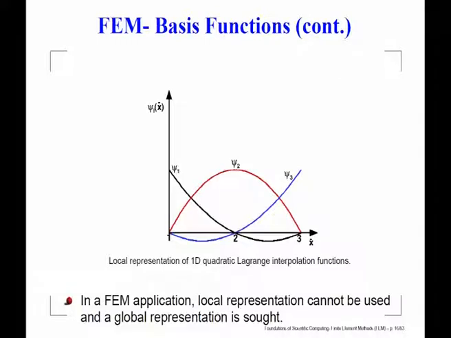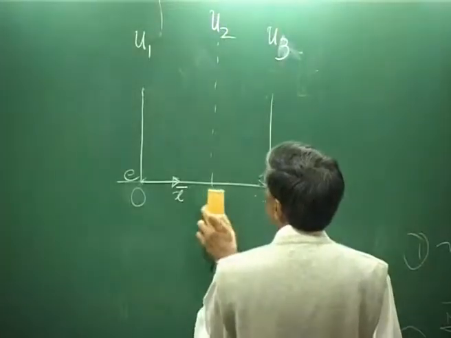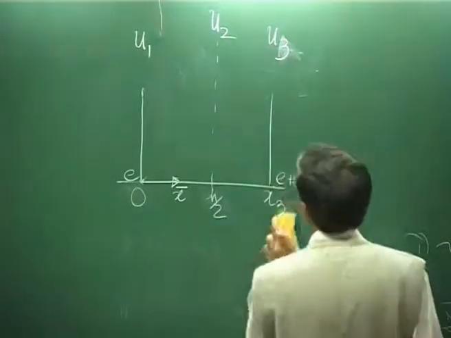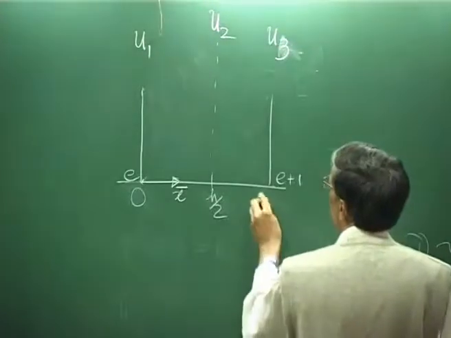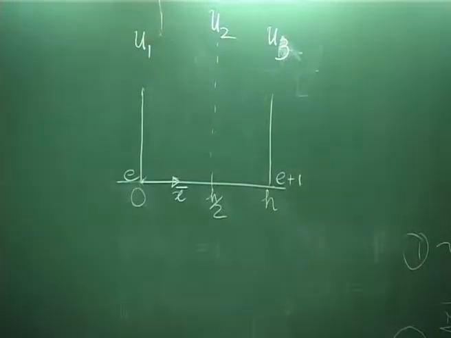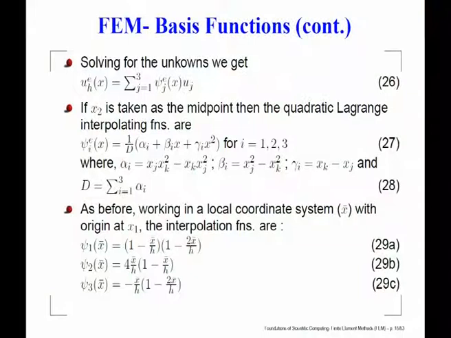So, now it is not very difficult for you to understand that in this x bar coordinate system, this is going to be 0, this is going to be say h by 2, and this is going to be h. So, in this x bar coordinate system, these are the 3 nodes. Now, if you go back, it would be very easy for you to construct that polynomial.